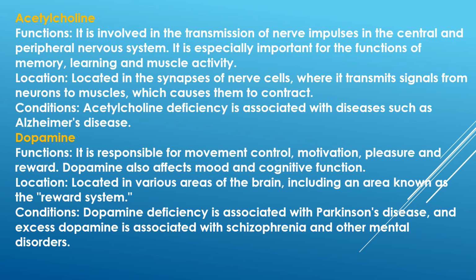Acetylcholine. Functions: it is involved in the transmission of nerve impulses in the central and peripheral nervous system. It is especially important for the functions of memory, learning, and muscle activity. Location: located in the synapses of nerve cells, where it transmits signals from neurons to muscles, which causes them to contract. Conditions: acetylcholine deficiency is associated with diseases such as Alzheimer's disease.